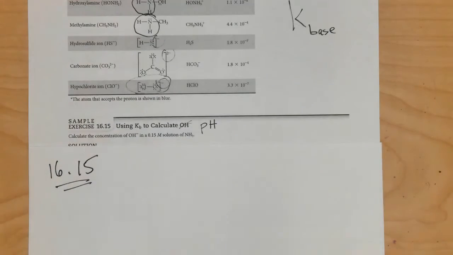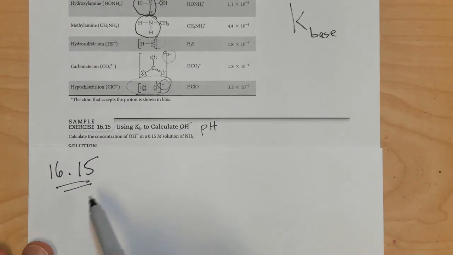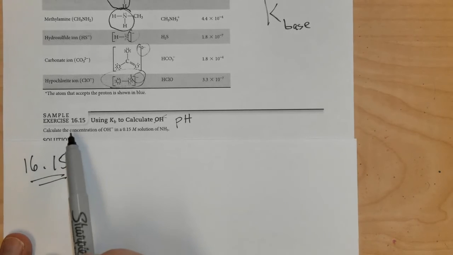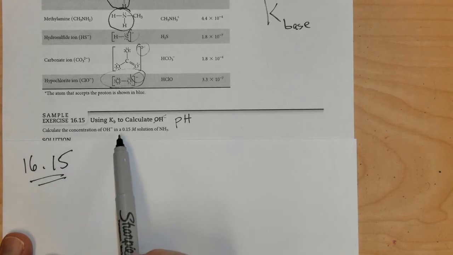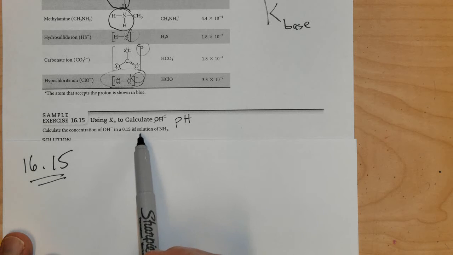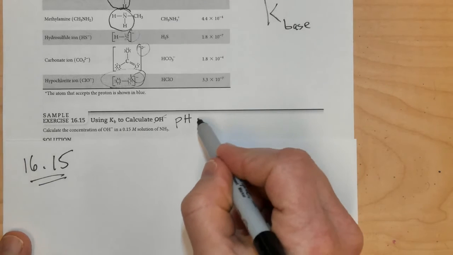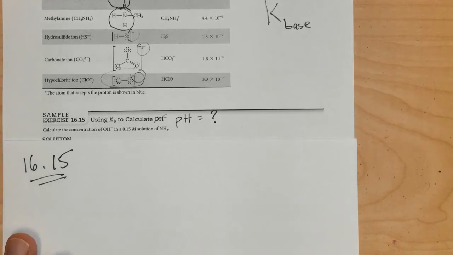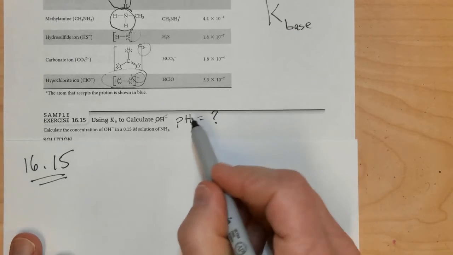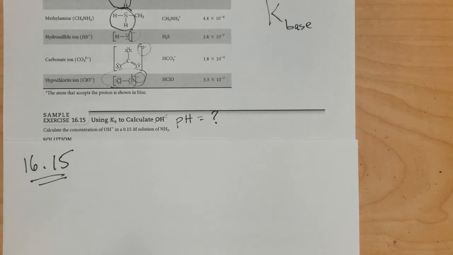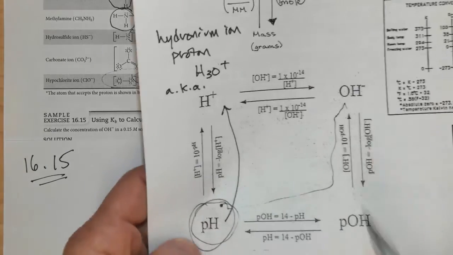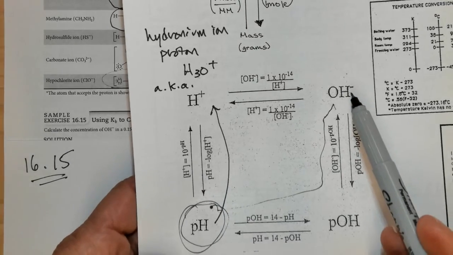All right, let's work this sample exercise 16.15. It says, calculate the concentration of OH- in a 0.15 molar solution of NH3. I'm going to change the question to calculate the pH, because that involves one more step. We're still going to have to find the OH-, but once we find that, how would you find the pH?